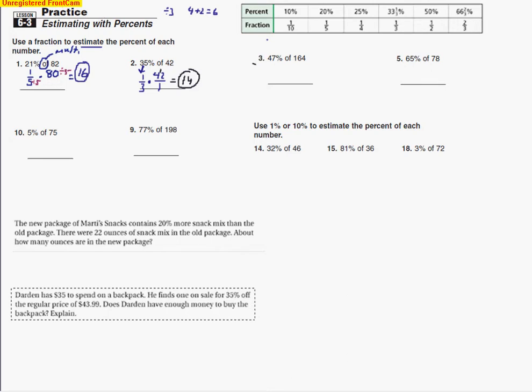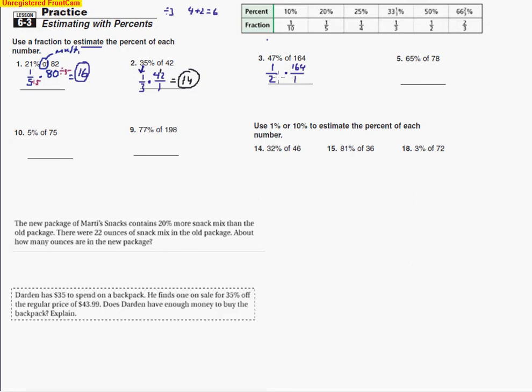We've got 47%. Oh, what's 47 close to? Well, let's take a look at our chart here. 47 is pretty close to 50. Let's use a half. Let's use 1/2. Of means to multiply. And let's just use that 164. So if we use 164, you're just taking half of that number.